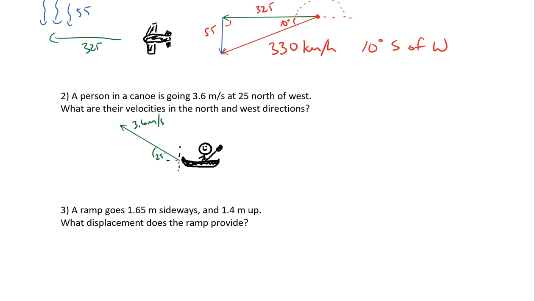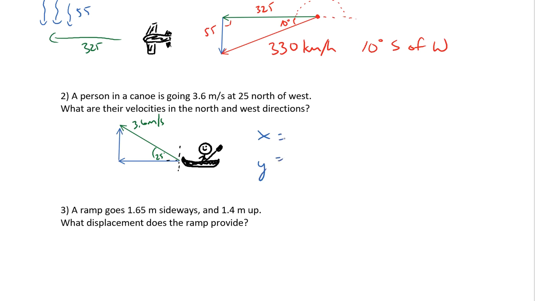Okay. So we're looking for his velocities in the north and west directions, which are basically just the components of the actual vector itself. So we want to know how fast he is going west, which would be the x component. And then we also want to know how fast he is going north, which would be the y component. And we just have to break apart the triangle into x and y components.